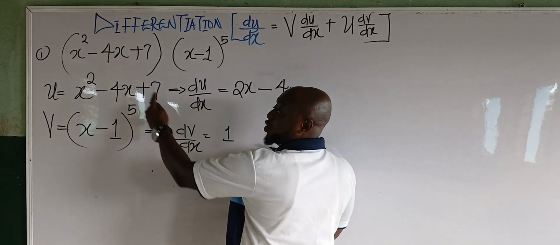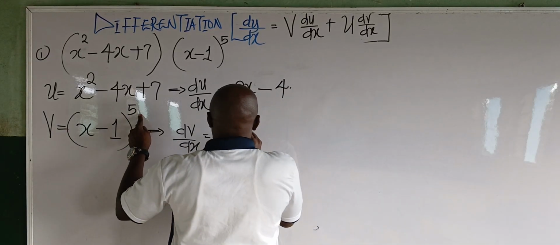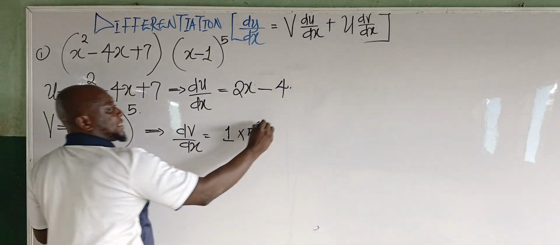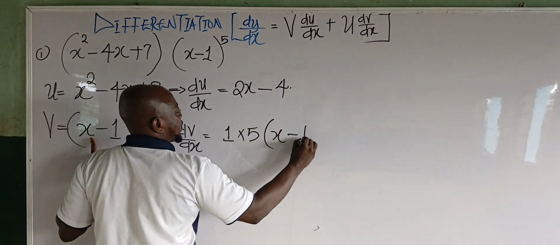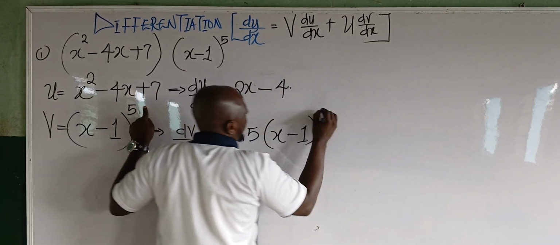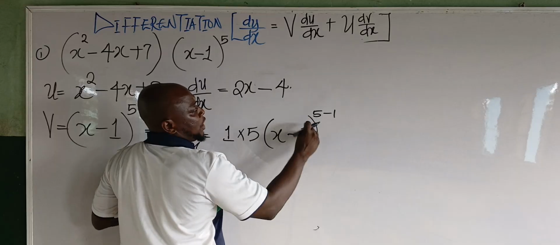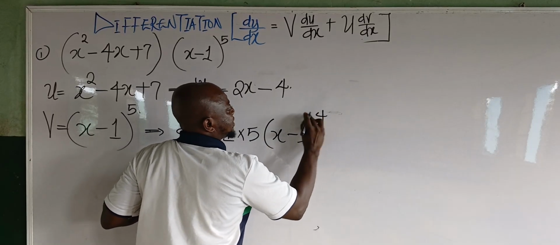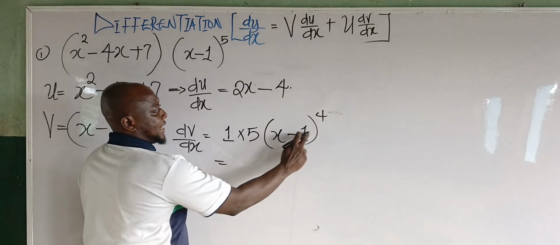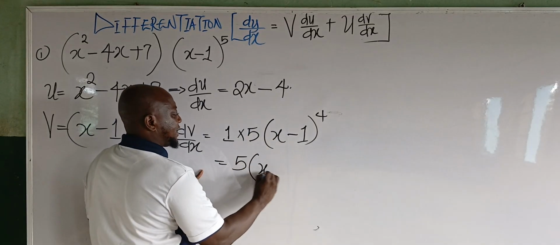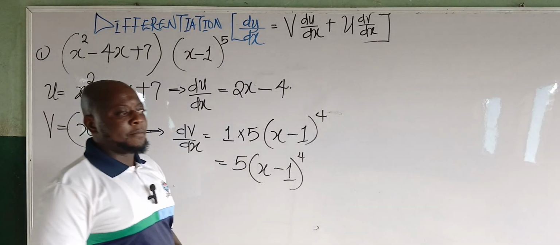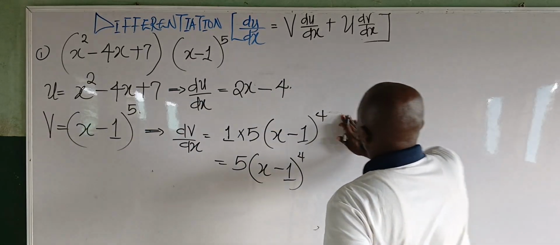Next, I will multiply it by the power. I'm using the shortcut for chain rule now. Next, I will repeat the bracket, which is (x minus 1), and I will remove 1 from the power, which is 5 minus 1. So if you do that, we are having 4 in general here. Now, finally, multiply this. I'm having 5 into bracket (x minus 1), all raised to the power of 4. So this is how you get your dv over dx.